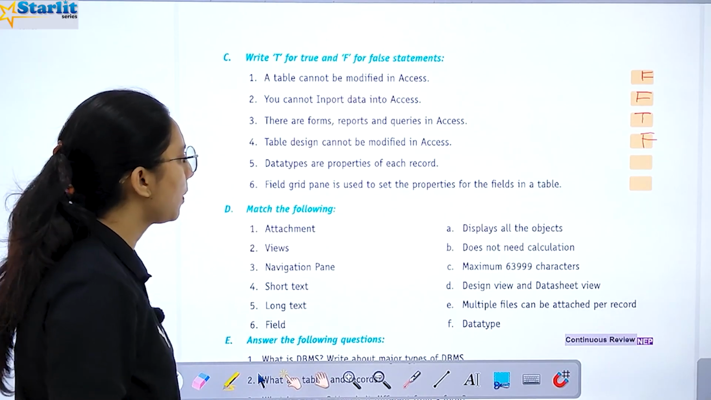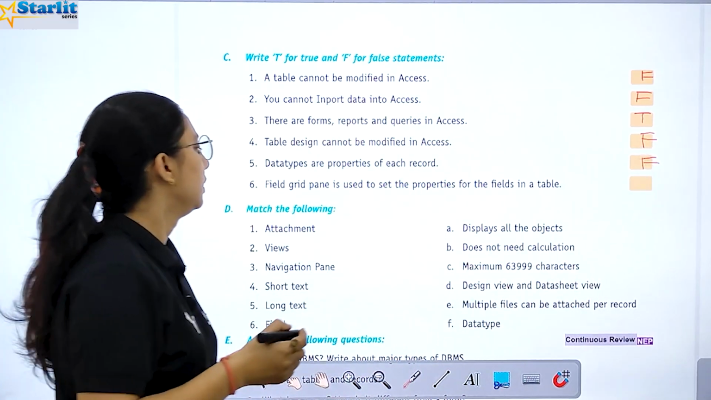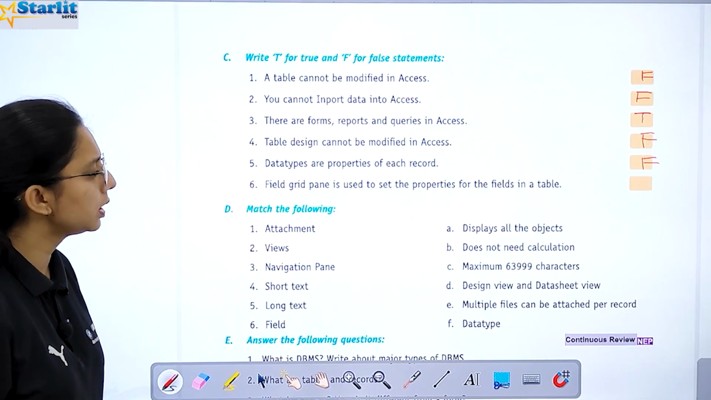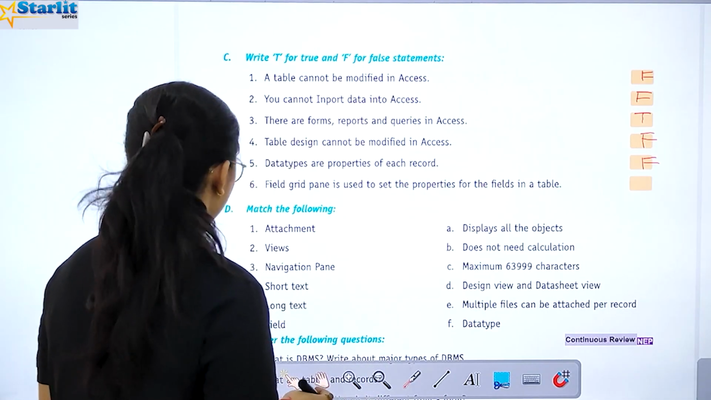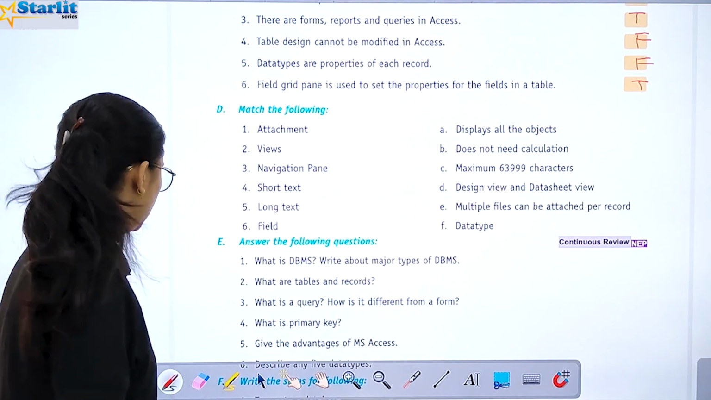Data types are properties of each record. False. Field grid pane is used. जो field grid pane है उसको हम use करते हैं to set the properties for the field in the table. That is true. Now next is fill in the blanks.